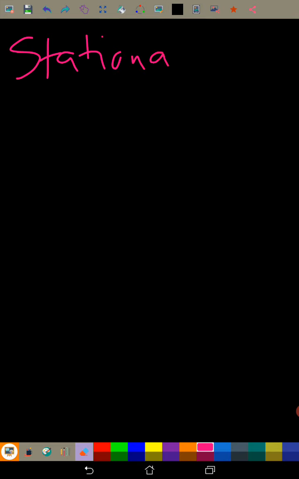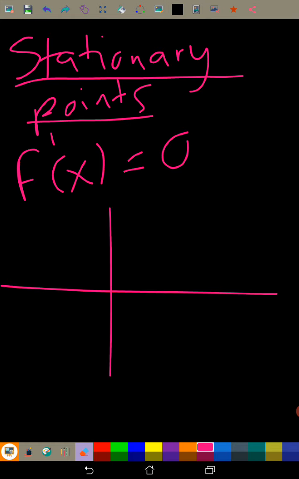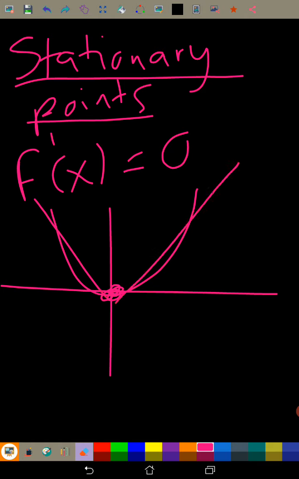Stationary points are when the derivative f prime of x is 0. So for example, here it's 0, it's decreasing, increasing. So that's how it is.